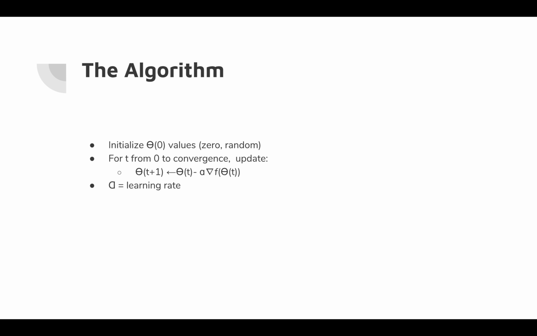Theta t plus 1, that's at time step t plus 1, is assigned to theta t, your current set of parameters, minus alpha times the gradient of your function evaluated at those current parameters at time step t, so theta t. So again, theta t plus 1 is assigned to theta t minus alpha times the gradient of your function evaluated at theta t. And in this case, alpha is your learning rate, which is just a number between 0 and 1.